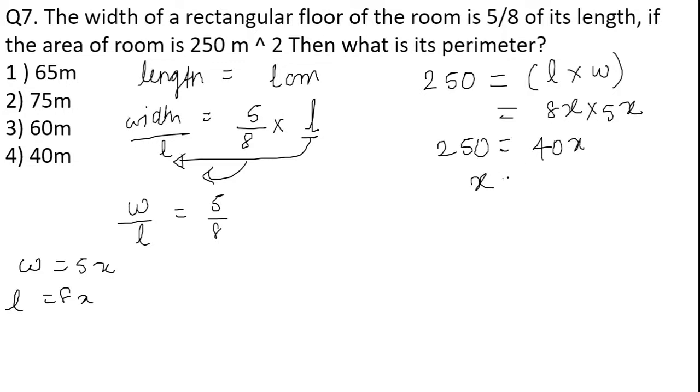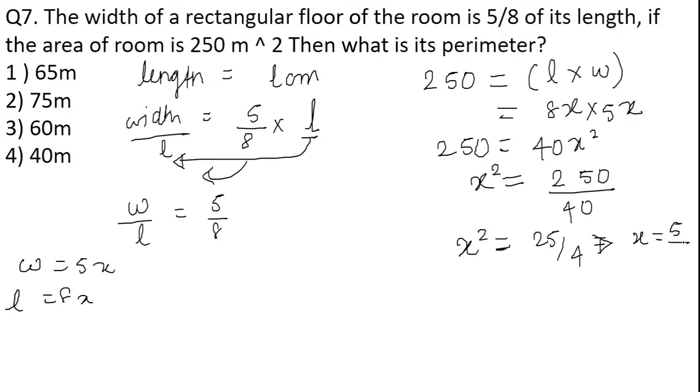So I'll get the value of x square, not x, x square, is equal to 250 upon 40. This will give me x square is equal to 25 divided by 4. So x is equal to 5 by 2, as 25 is the square of 5 and 2 square is equal to 4. Now we got the value of x.